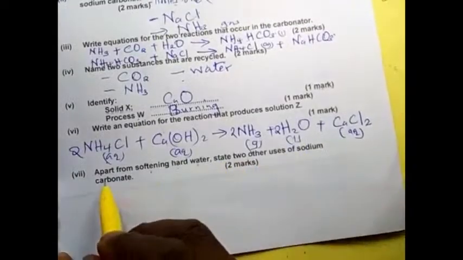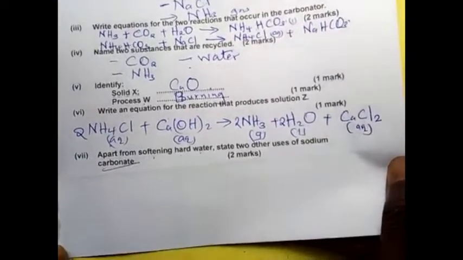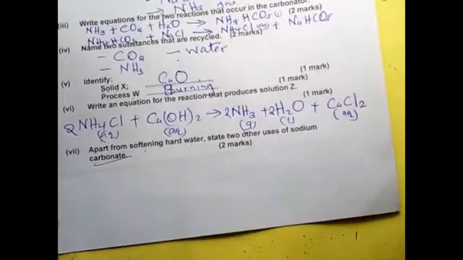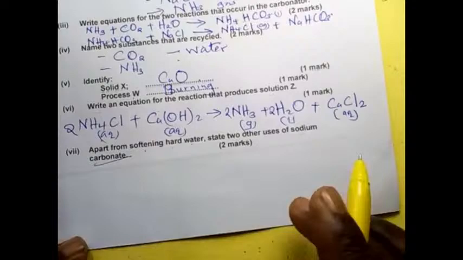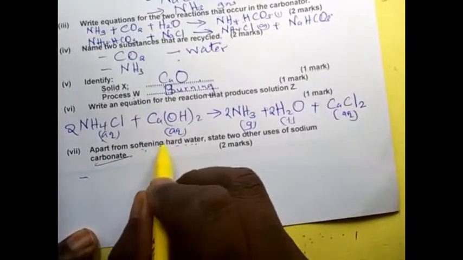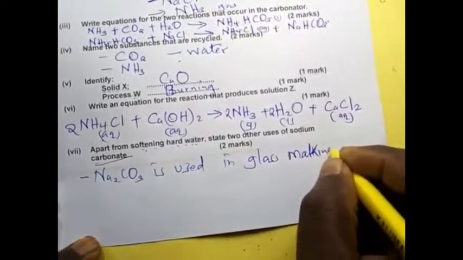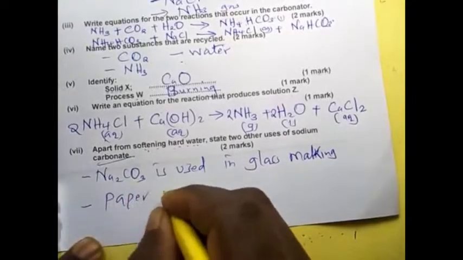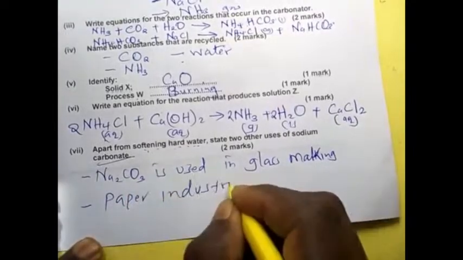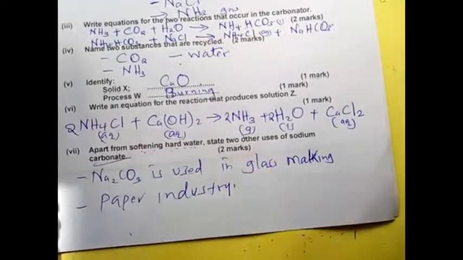State two other uses of sodium carbonate. In the Solvay process, you must know the uses of sodium carbonate. Why is sodium carbonate being generated in the Solvay process? What are the uses of it? One of them is softening hard water, but you have been asked for other uses, so you don't have to include this one. It is used in glass making. It is used in the paper industry. Then, the sodium hydrogen carbonate formed in the process.